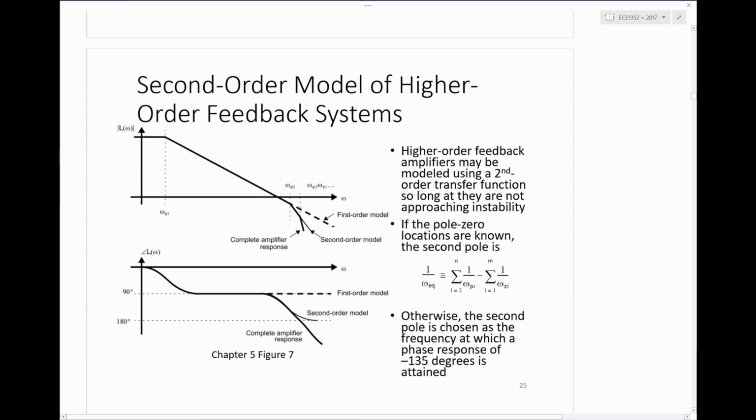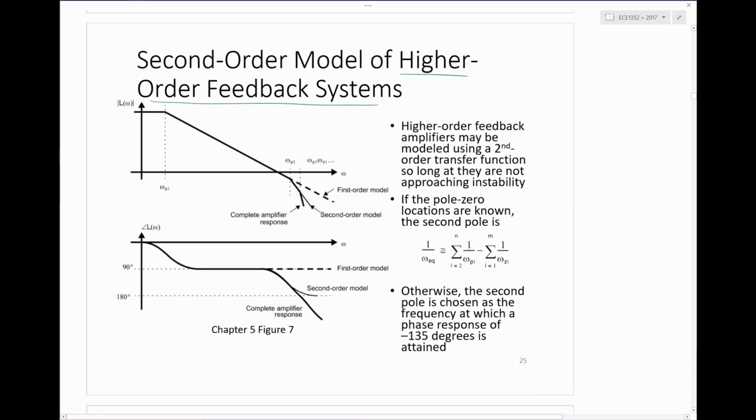So this is just saying something that I talked about before. Let's say you have a higher order feedback system, third, fourth, fifth order. One approach that you can sometimes take, and I'm choosing my words a little carefully because there's this proliferation of new amplifier topologies. They're not new actually, but they've become popular again because of nanoscale CMOS and limited intrinsic gain.